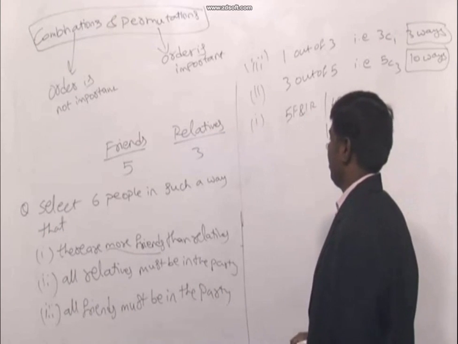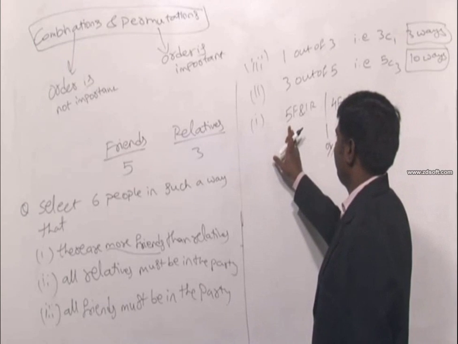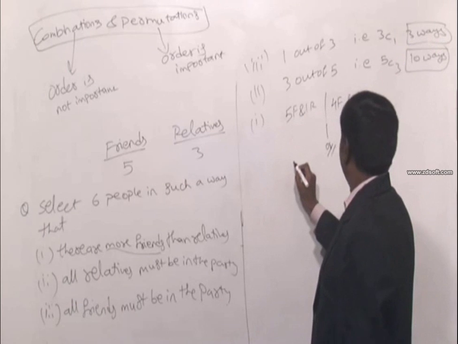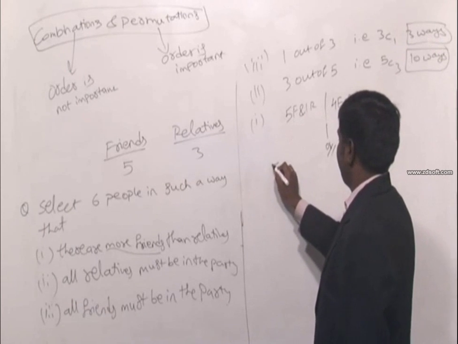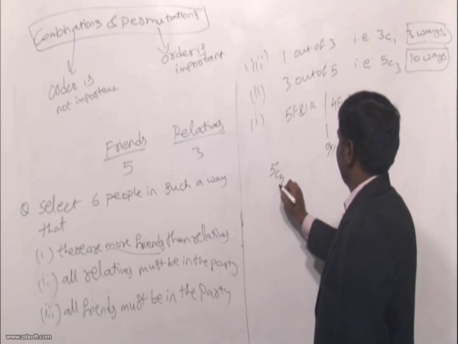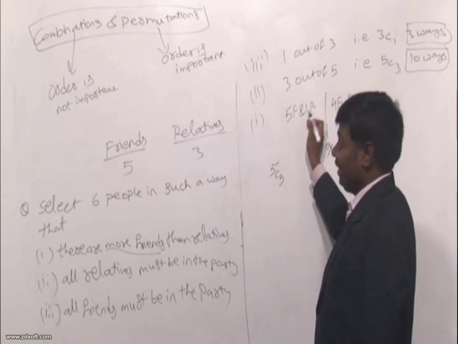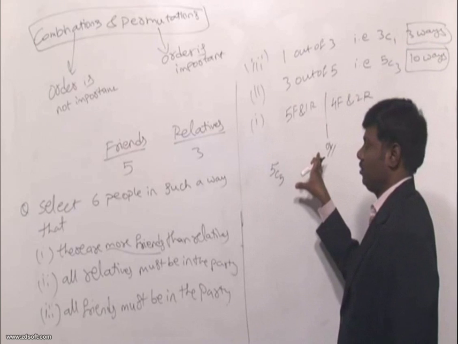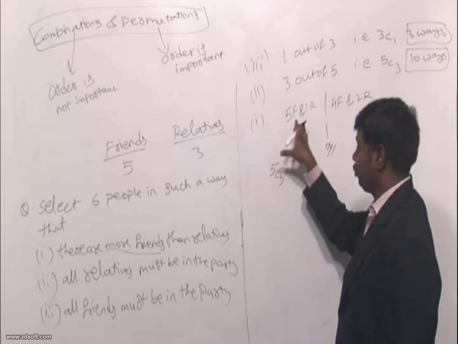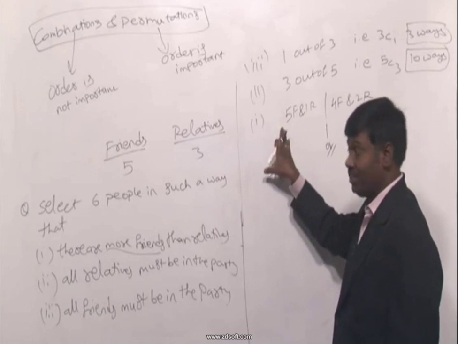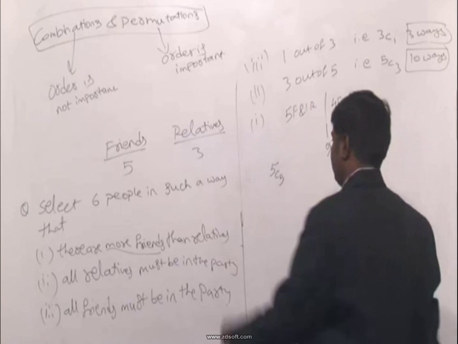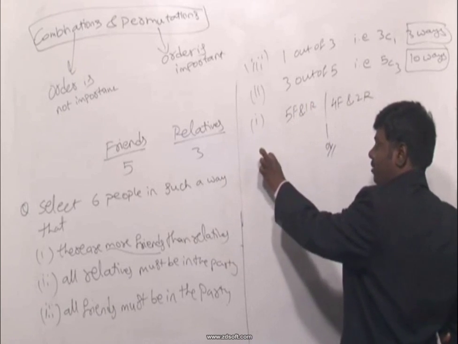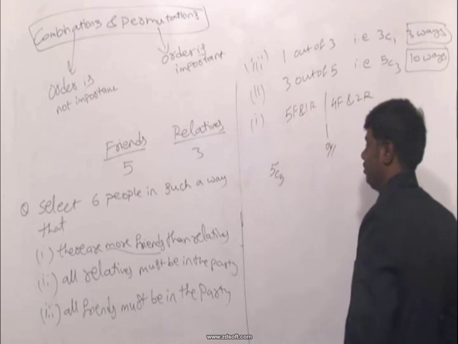Now 5 friends and 1 relative. So 5 out of 5 and 1 relative. So this is already discussed. It is done in, I would say, 5C5, and for each of these possibilities, for each of these combinations, what are the combinations? Right? When you say this is possible, this should happen, you need 5 friends and you need 1 relative. That means for any number of these possibilities, what are the combinations with this?